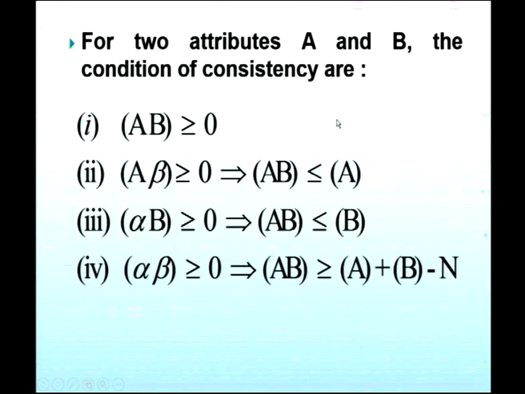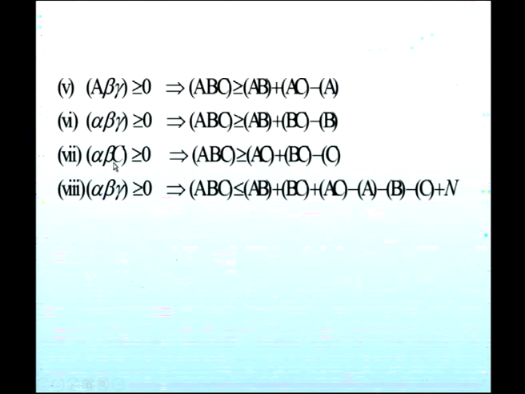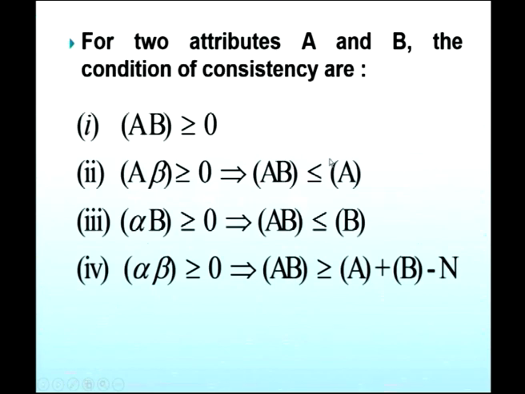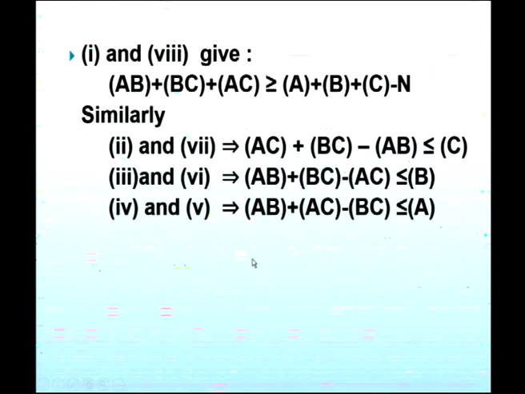Similarly, 2 says A beta is greater than or equal to 0, which implies AB is less than or equal to A, and 2 and you relate 7. 7 is alpha beta C is greater than or equal to 0. Therefore, ABC is greater than or equal to AC plus BC minus C. Okay, and you have AB is less than or equal to A, and similarly AC will be less than or equal to A. So, based on this you have the condition as AC plus BC minus AB is less than or equal to C.